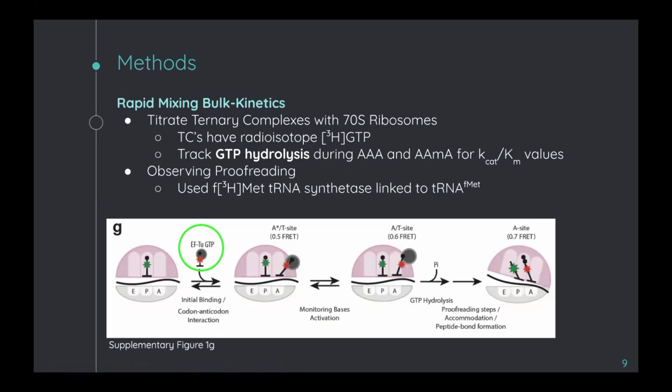In translation, the TC, ternary complex, is either rejected or accepted for GTP hydrolysis by EFTU. That's why GTP hydrolysis was tracked with a radioisotope. The ribosome concentration was the rate-limiting factor that helped determine the kcat over Km value of GTP hydrolysis for both normal and methylated codons. Finally, proofreading was tracked in a similar fashion, but with the radioisotope on the fMet tRNA synthetase.